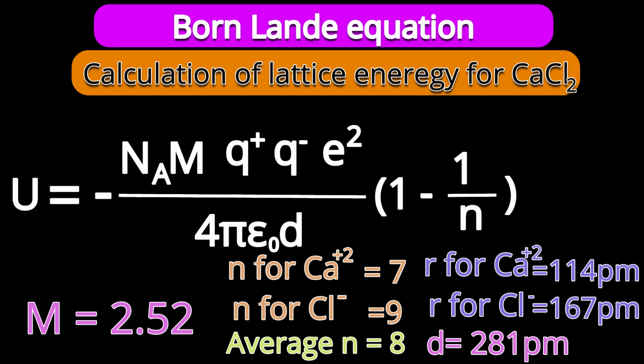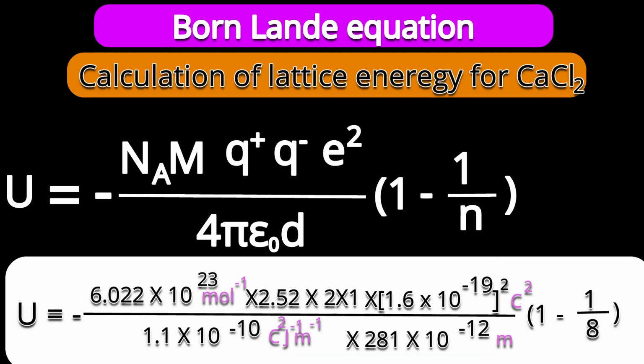What about the value of D? It is the internuclear distance between cation and anion. The radius of calcium plus 2 is 114 picometer and for chloride it is 167 picometer. The summation of them is 281 picometer. Let us substitute these values in that formula. Have a look at the represented units; the final unit will be joule per mole, but after conversion, considering the power of 10, the answer will be kilojoule per mole.